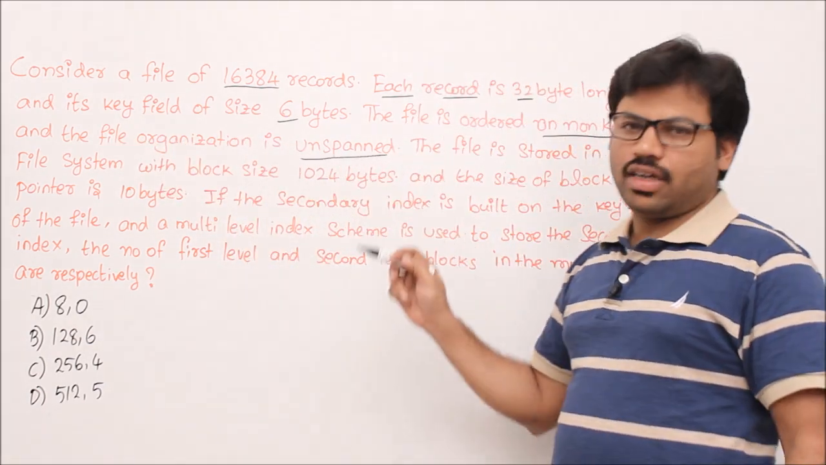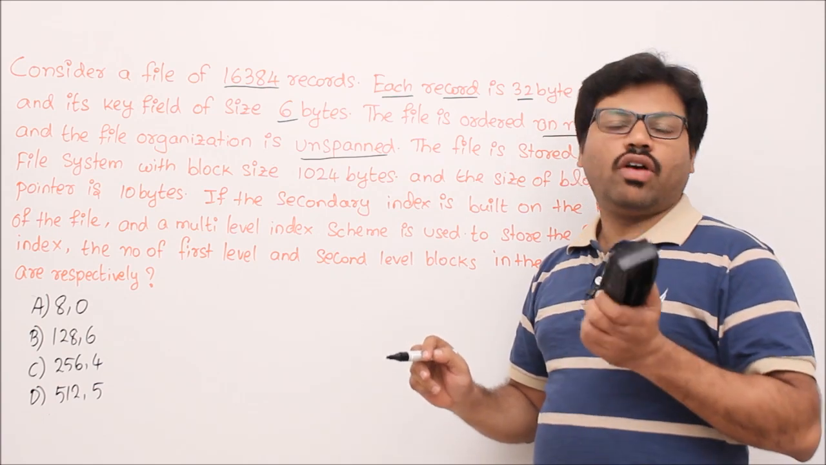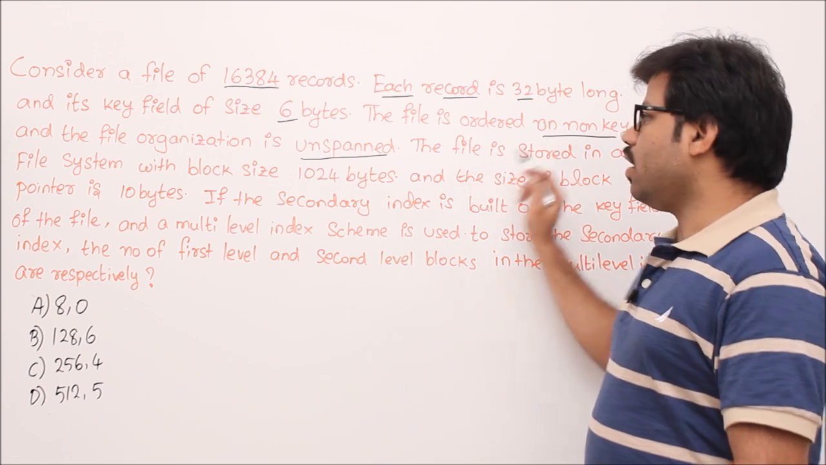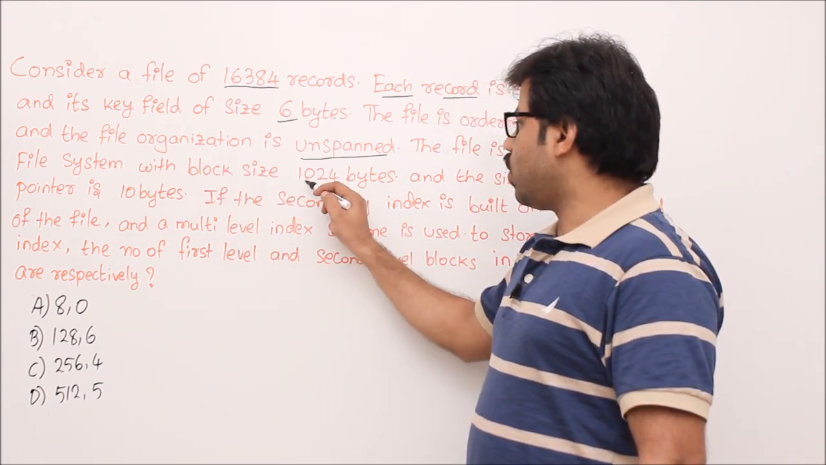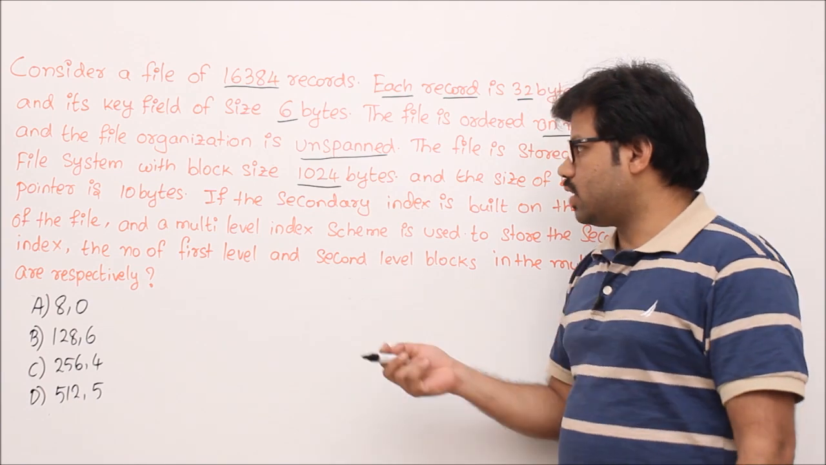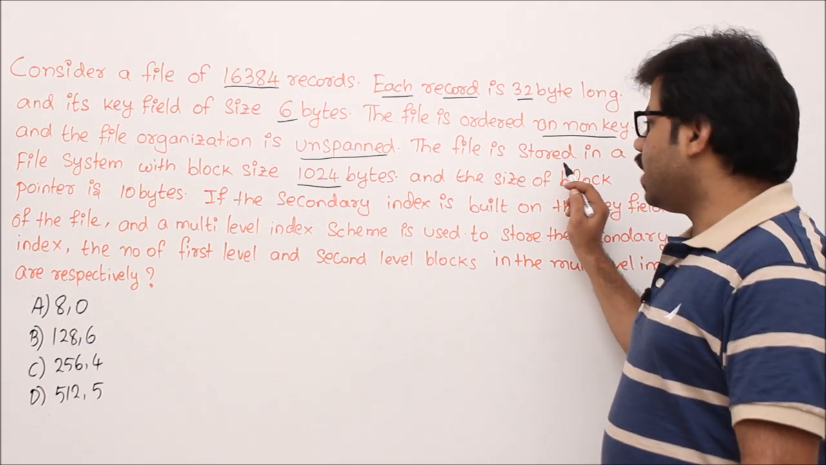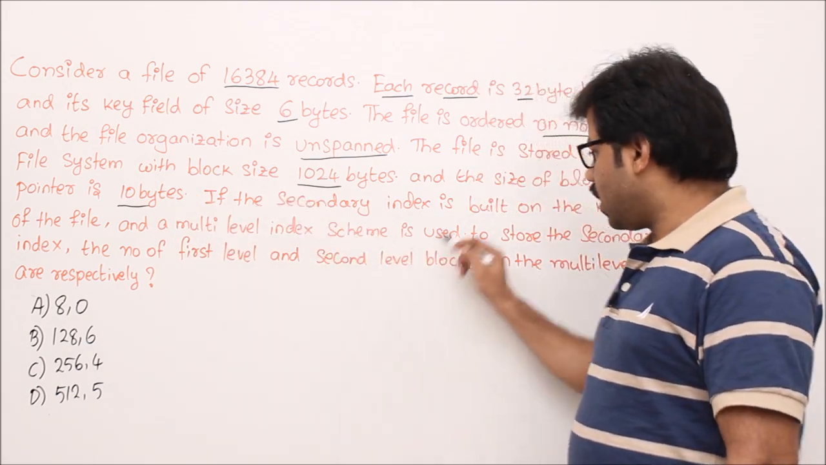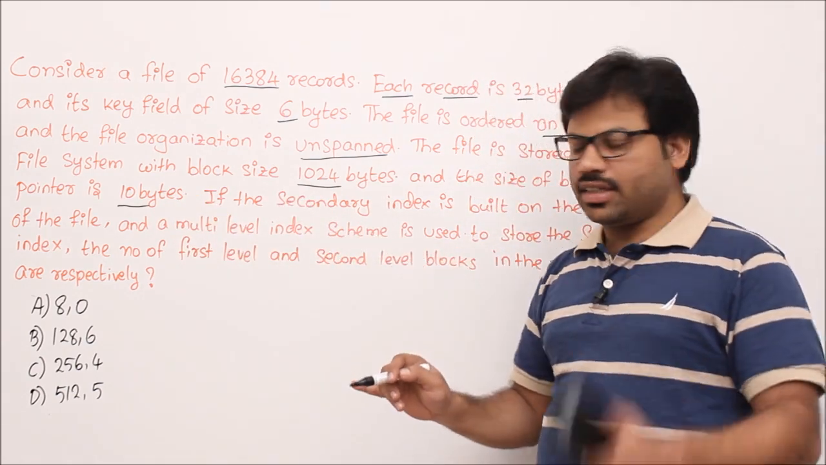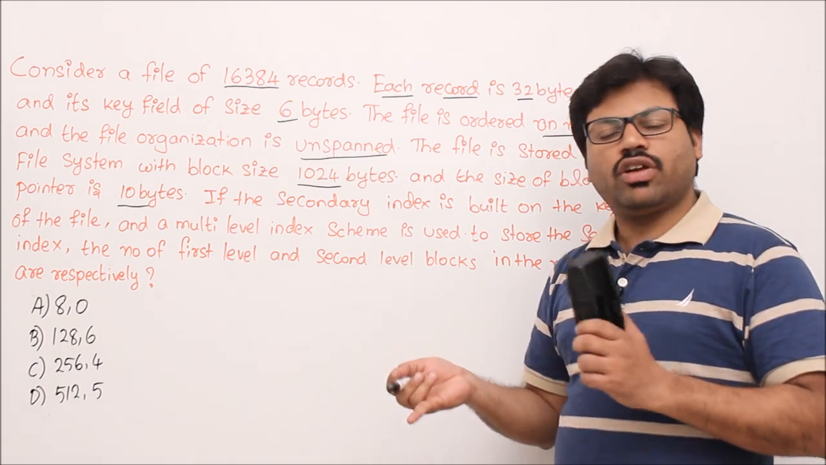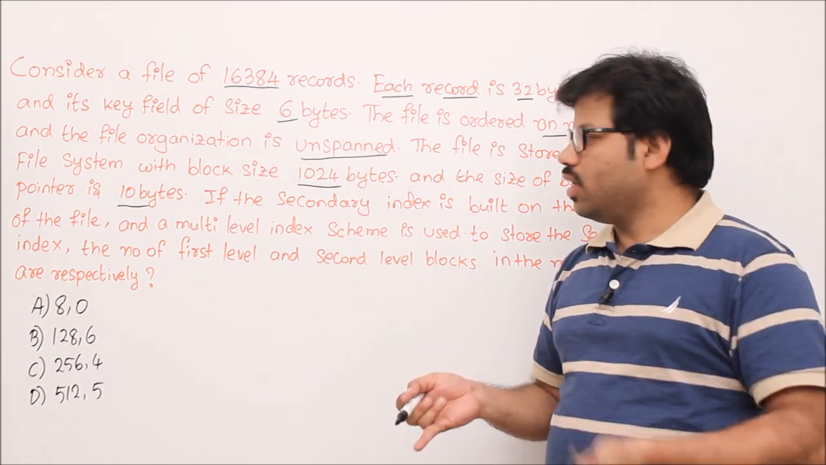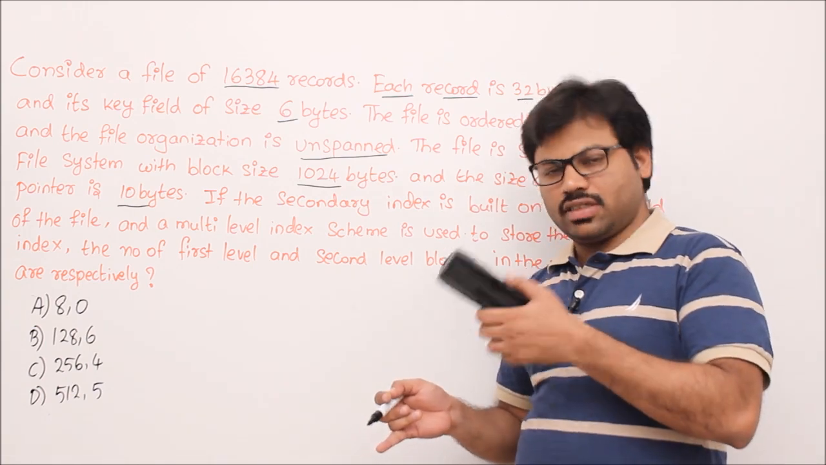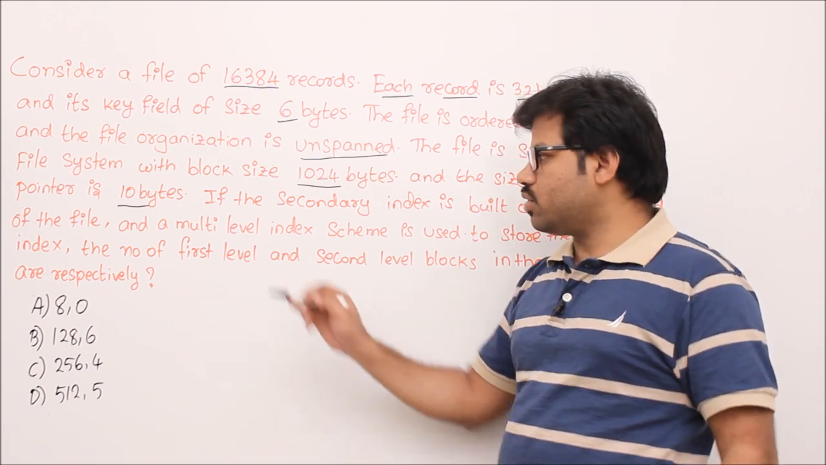So we know what is spanned and unspanned. Whenever it is unspanned, you know how our calculations vary. We will see. The file is stored in a file system with block size 1024 bytes. Remember it. Block size is 1024 bytes, and the size of a block pointer is 10 bytes. So record pointer is not given anywhere. That means in every index you are just storing the block pointer everywhere, so no record pointer is stored. I already told you how to use block pointer as address and how to use record pointer. Anything we can use, not a problem.